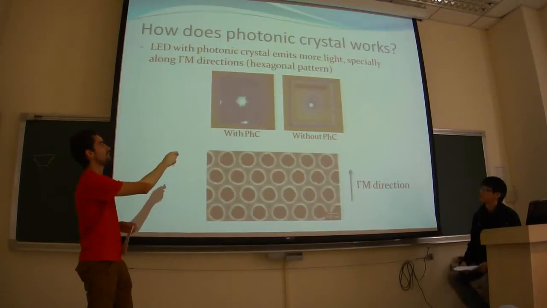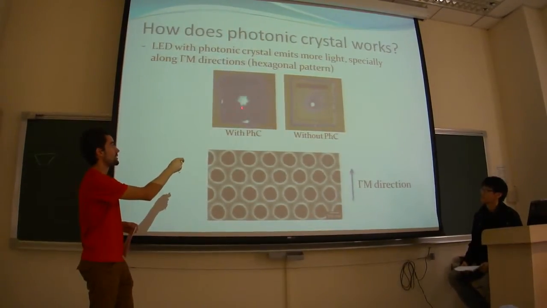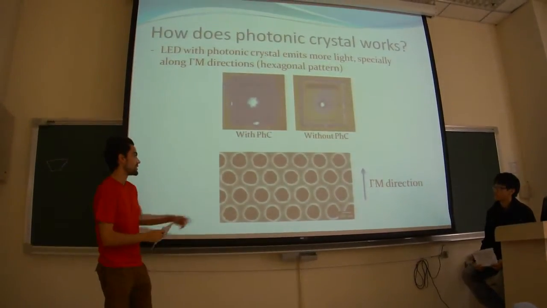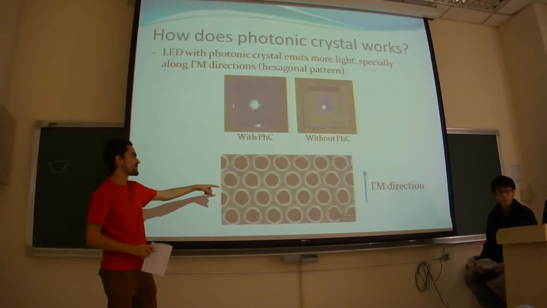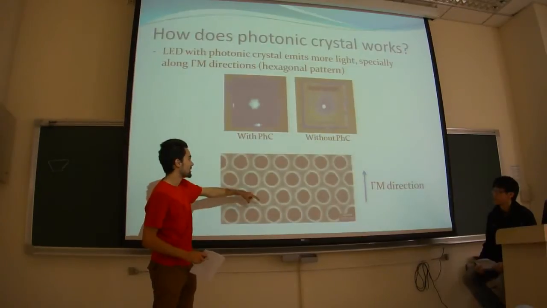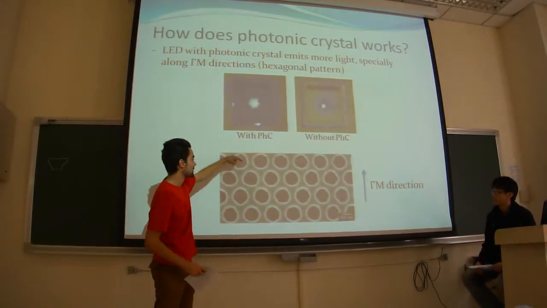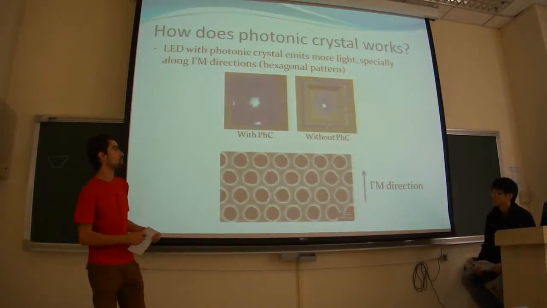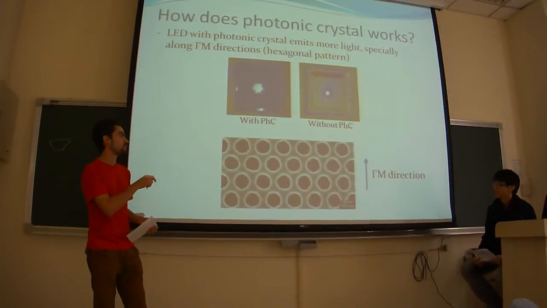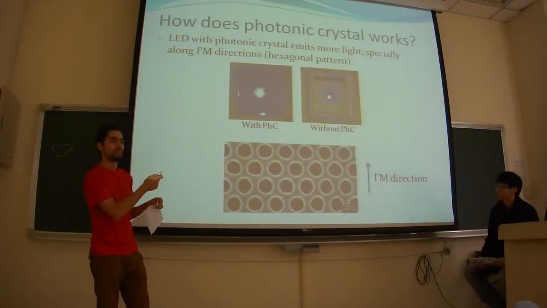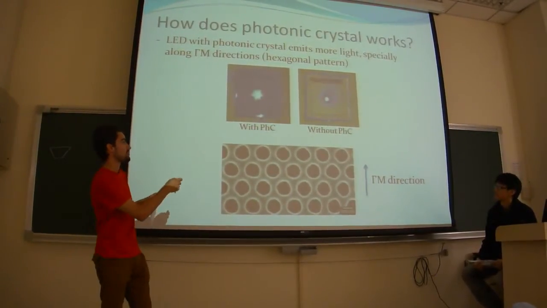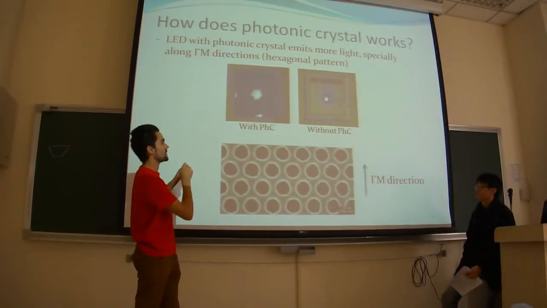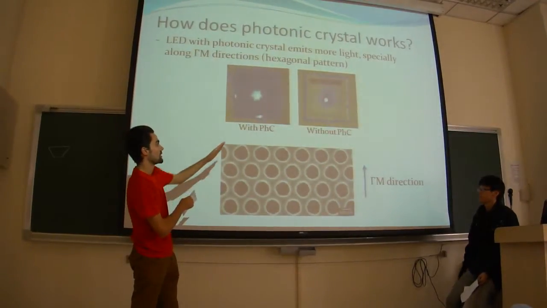So more precisely, the directions like this and this are what we call Gamma-M directions. In this figure, which is a zoom-in of a photonic crystal, the Gamma-M direction is like this, and because it's symmetric, it's also like this, and like this. Later we're going to present some results depending on the angle, and the angle is always along the Gamma-M direction. So, for example, here we put the detector like this, and we move the angle in that direction. This is one Gamma-M direction.